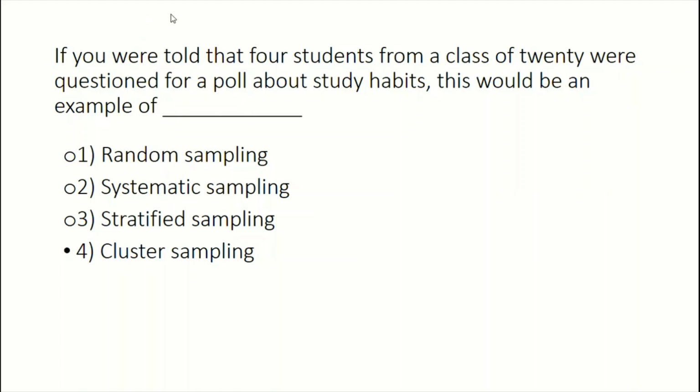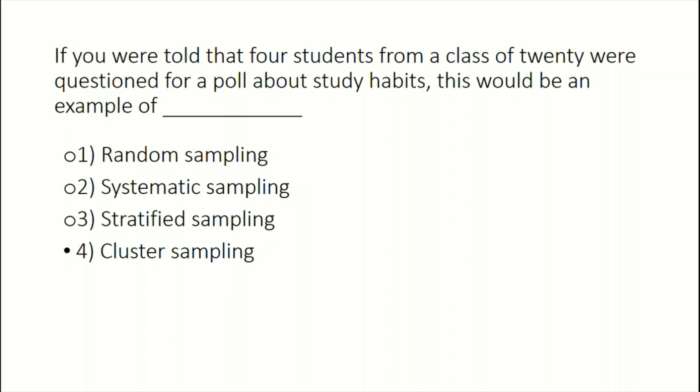If you were told that 4 students from a class of 20 were questioned for a poll about study habits, this would be an example of what? In random sampling, a sample is selected randomly from a population. In systematic sampling, a sample of the kth place is selected, such as every 4th member in a row. In stratified sampling, a sample is randomly selected from strata, or categories, and subjects are examined, questioned, or tested.